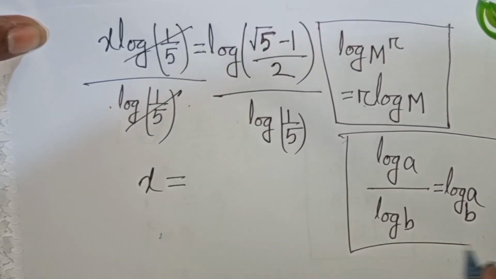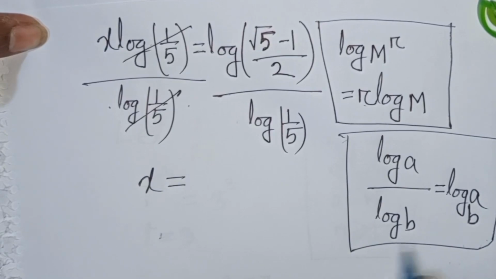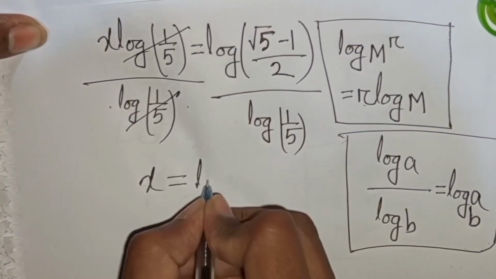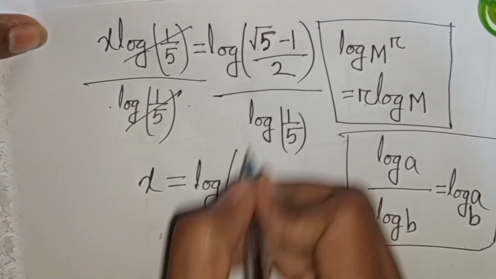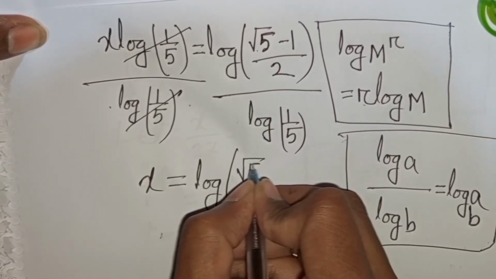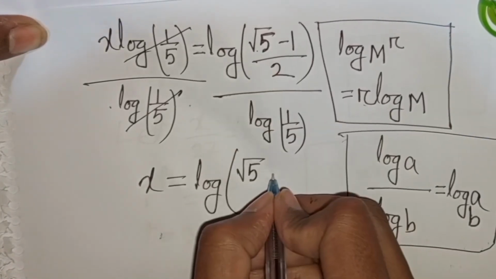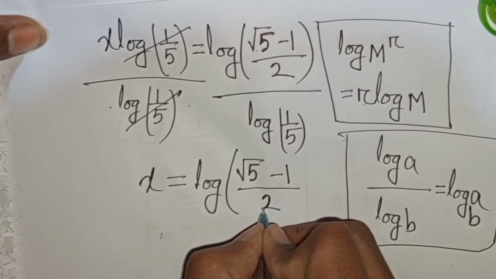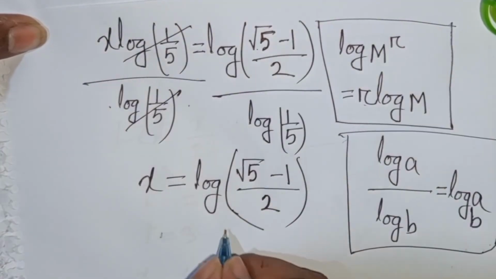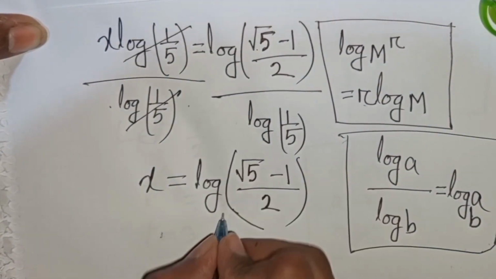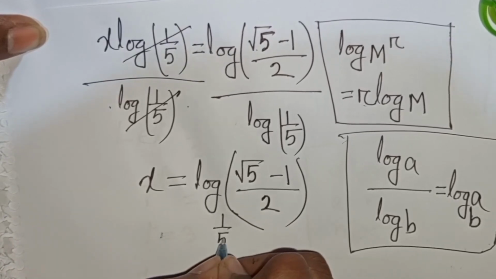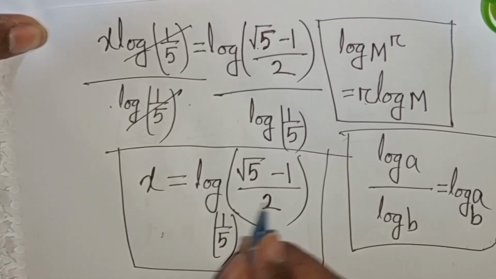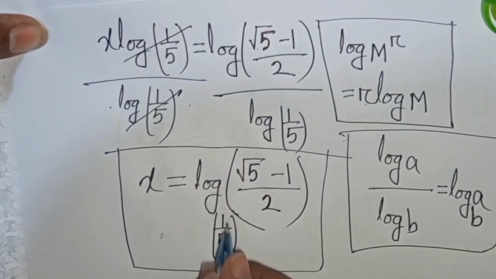So according to this formula, this divided by this, that means it will be log of square root of 5 minus 1 over 2, then base of 1 by 5. So this is the value of x. So this is our final answer.